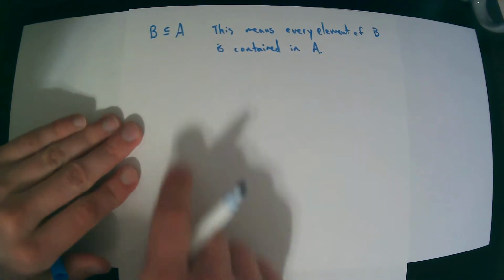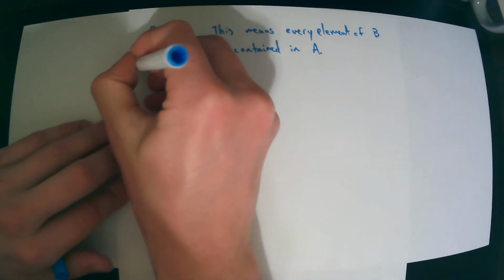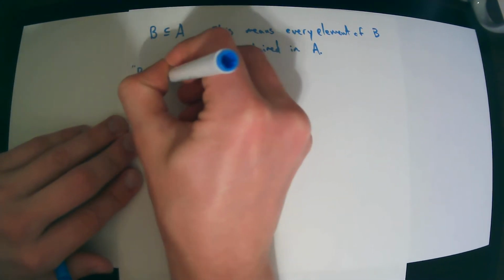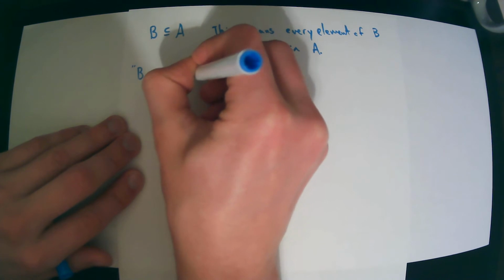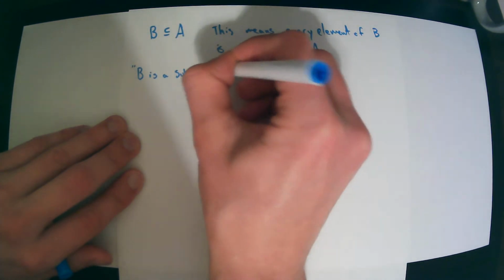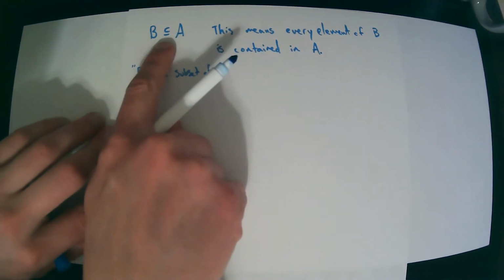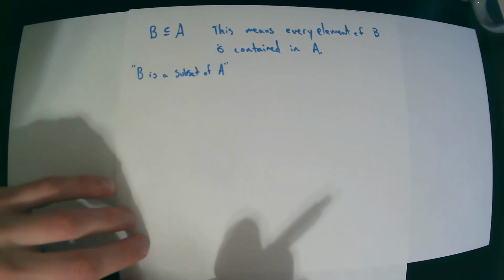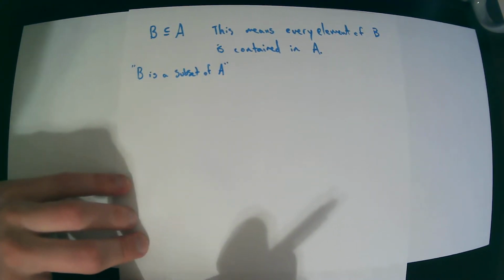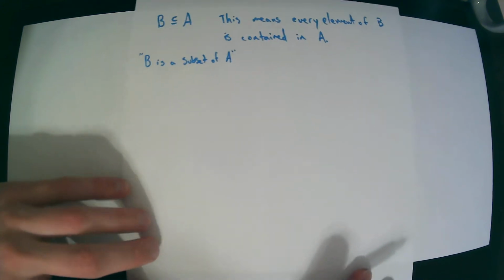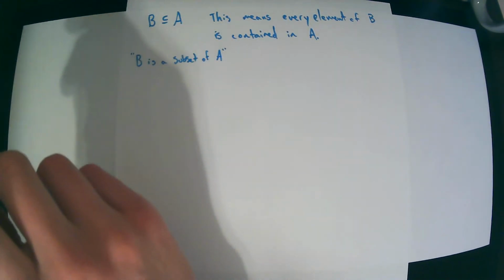But that's not how we read it. That's subset. We would say B is a subset of A. So that symbol is a subset of. B is a subset of A. Okay. Example. Let's do an example.